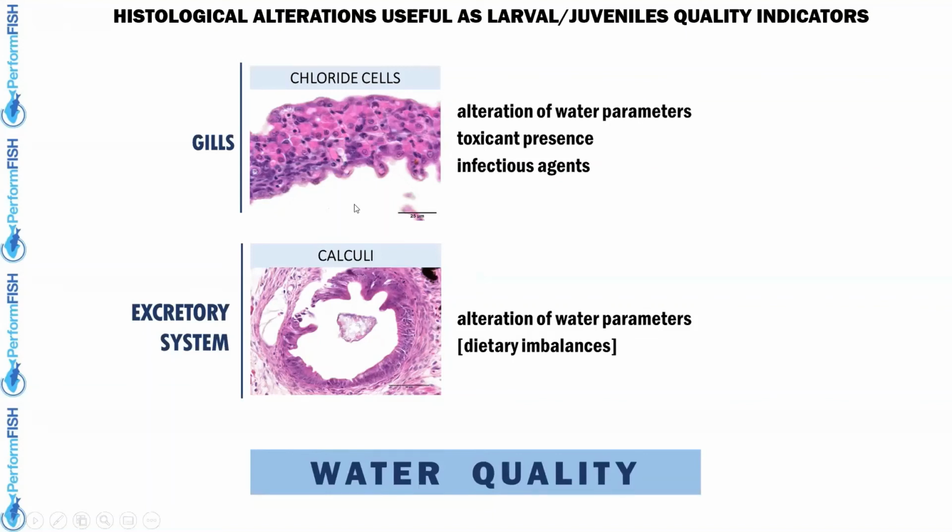And so also the presence of calculi in the kidney was for us an interesting hallmark, because it tells us that the quality of the water in the rearing system is not good, and maybe there is the presence of some gas inside, but in particular, maybe there was an increase of carbon dioxide.